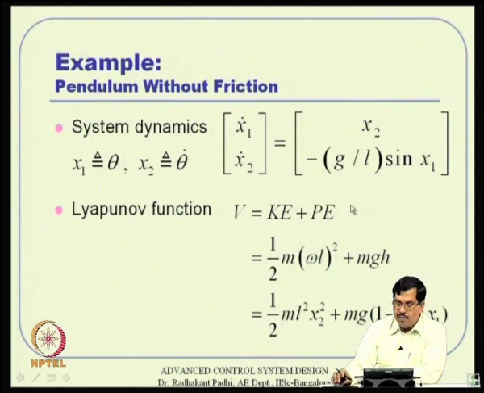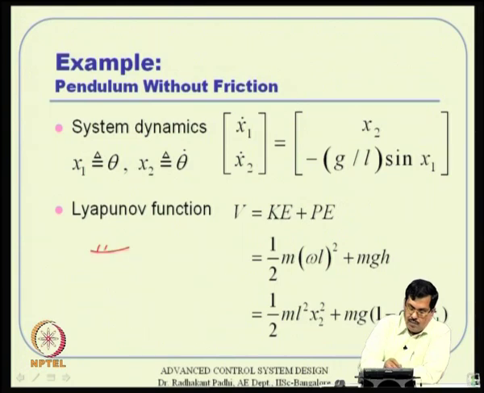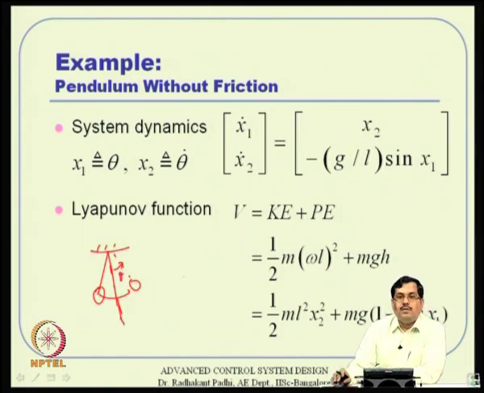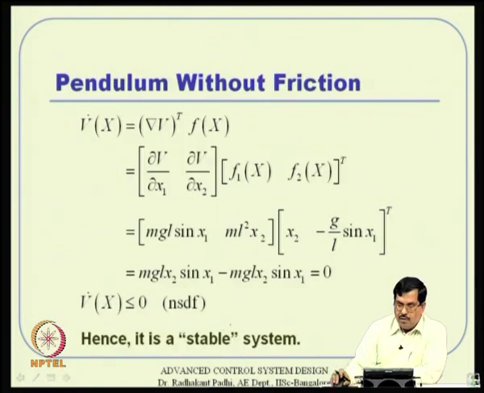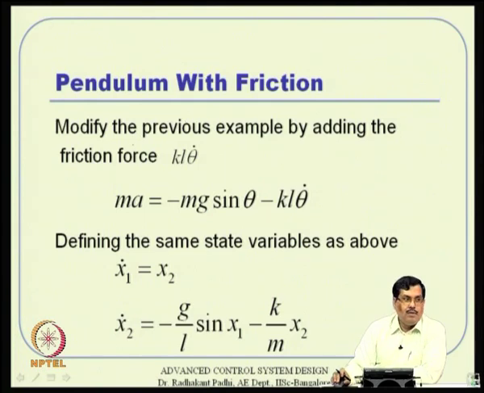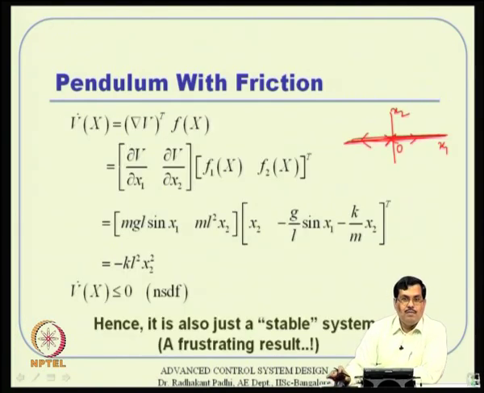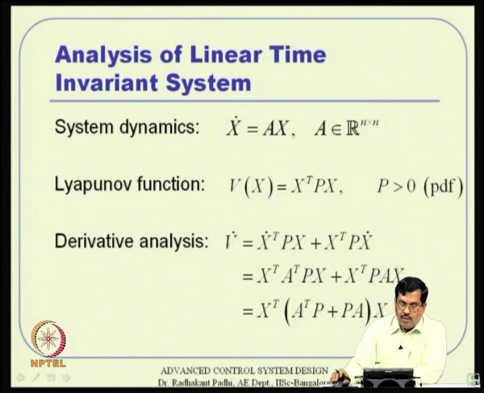Then we started with this example, kinetic energy plus potential energy for the pendulum, and the pendulum we discussed here is a regular pendulum. That means about this vertical equilibrium point, it swings like that. This is my theta dot. So this is the pendulum problem, and we are able to show that the system is stable. But the frustration is, even with friction, we are only able to show that it is still stable only. We are not able to show it is exponentially stable. It is asymptotically stable, we know that, but we need further conditions, which we will study later.